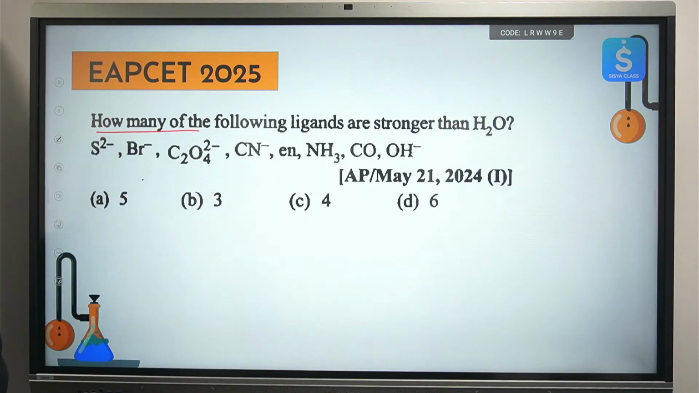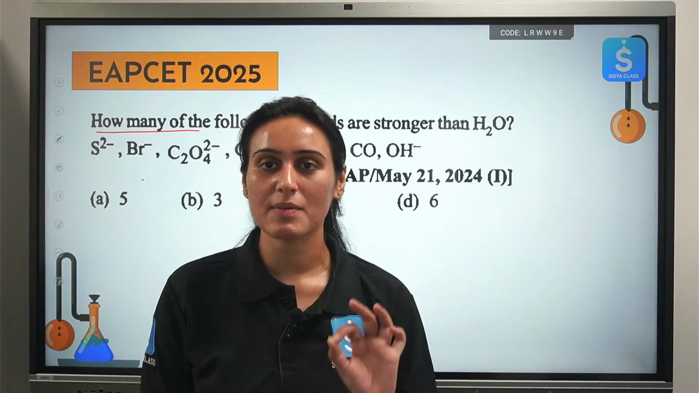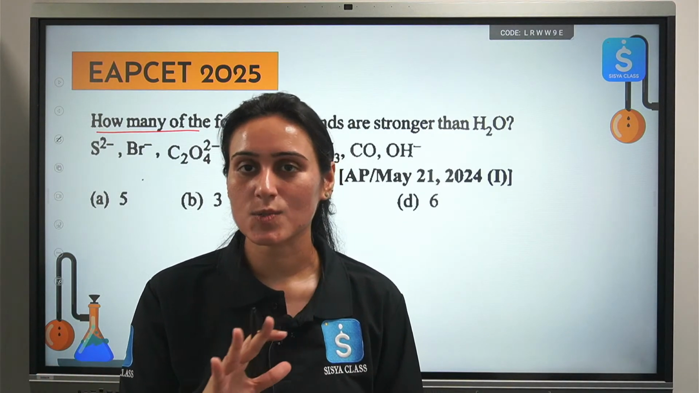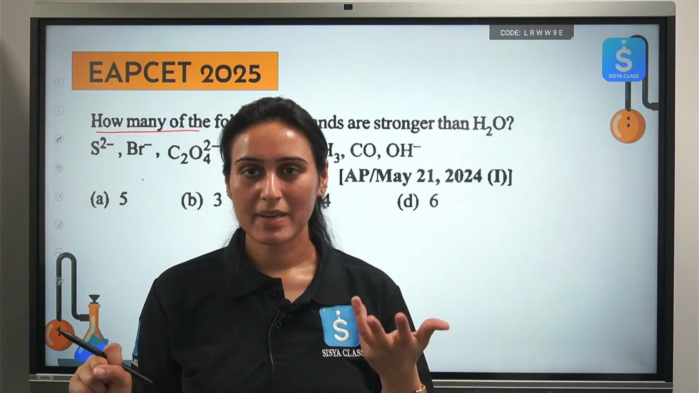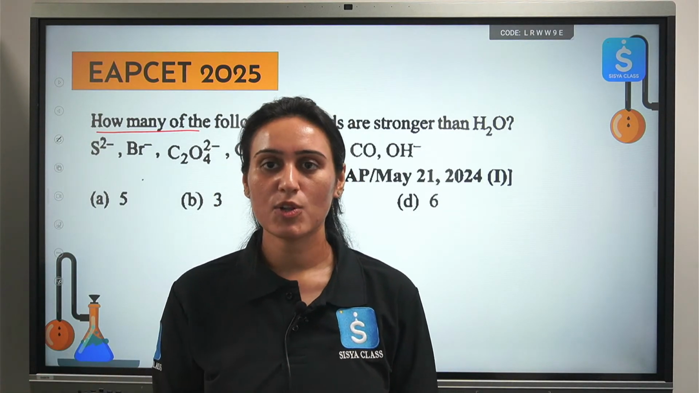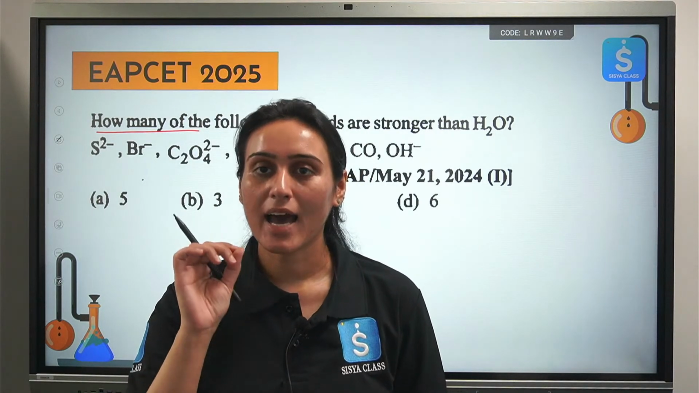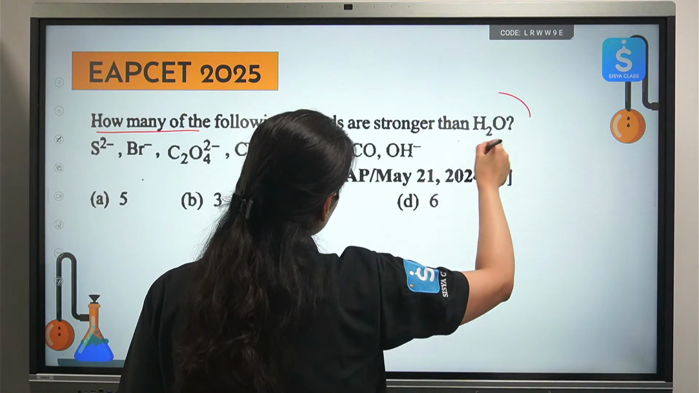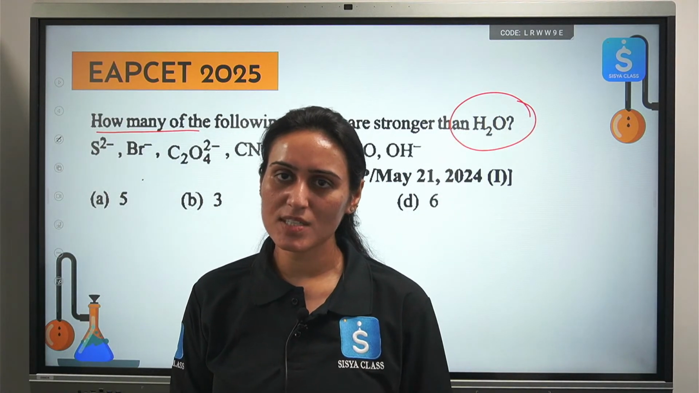How many of the following ligands are stronger than water? See, a direct question based on the spectrochemical series that we have seen in the beginning. If you know the spectrochemical series, you can answer this question very easily. So what was the order we have covered? In the beginning we will have halide donors, followed by oxygen donors, then nitrogen donors, and in the end carbon donors. So they are asking you which one is stronger than water. So only the nitrogen donors and carbon donors we have to count.